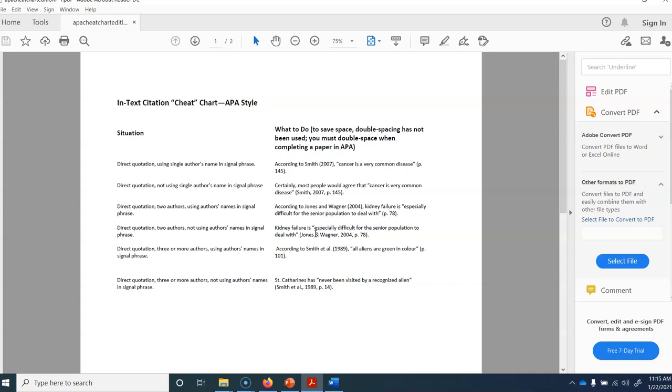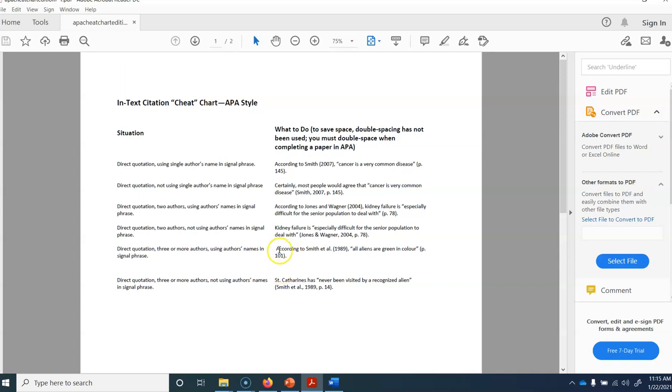So APA says that you can take a shortcut. And the shortcut is the et al. shortcut. E-T space A-L period. That's Latin and it means "and others." It stands in for all of the authors that you're going to leave out. So when you have 3 or more, you're going to list your first author's name and then the words et al. to indicate that it's first author, last name, and others.